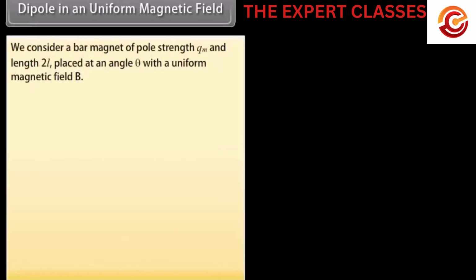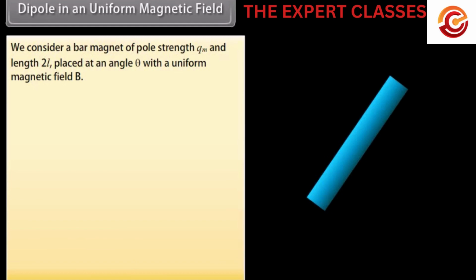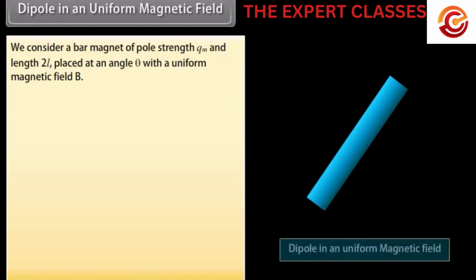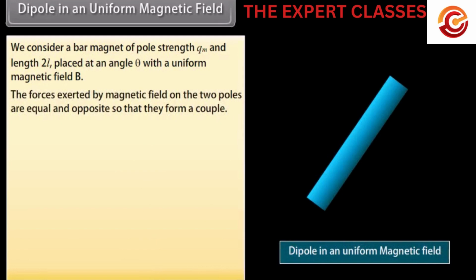Dipole in a uniform magnetic field. We consider a bar magnet of pole strength Qm and length 2L placed at an angle theta with a uniform magnetic field B. The forces exerted by the magnetic field on the two poles are equal and opposite, so that they form a couple. Torque is equal to force into lever arm. By putting the values in the above equation, we get the value of torque equal to mB sin θ.